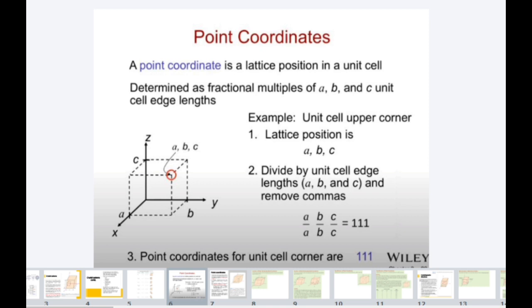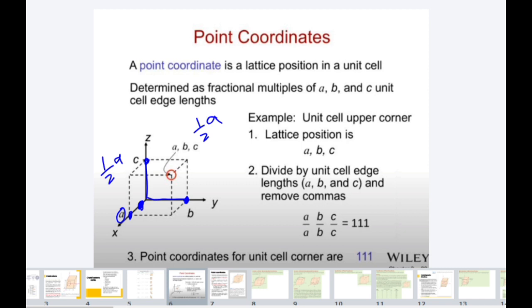Fractional multiples of a, b, c, what does it mean? If we have a point located here, let's say it is located at half a. This is a. Keep in mind, what does a mean? a means one complete side of the cube. b means another complete side of the cube. And c means the third complete side of the cube. So half a means half the side of the cube.